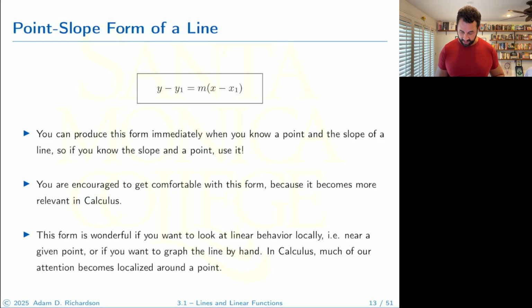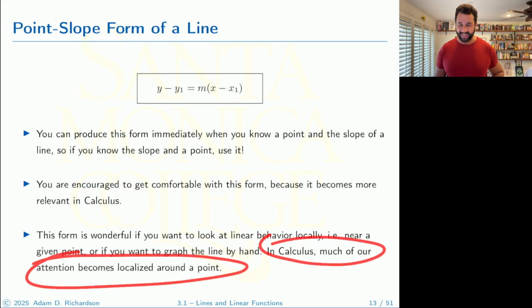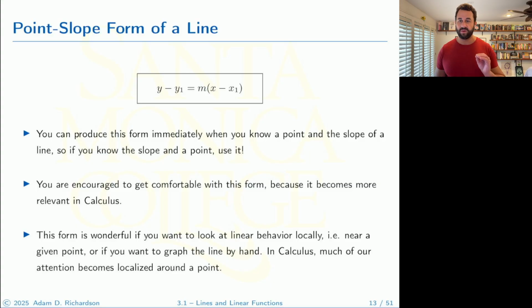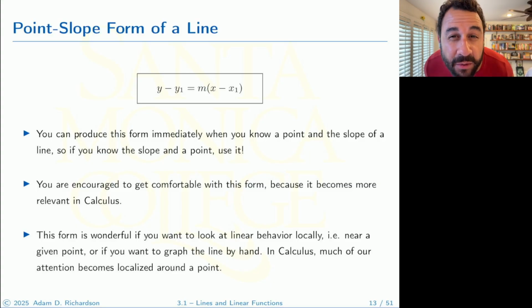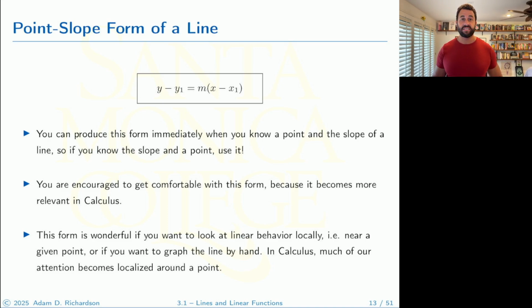And what happens a lot in calc is our attention becomes localized around a point. There's basically a point on a graph, and we're going to zoom into that point as close as we can, and we're going to see how the graph behaves right around that point, as close as we could zoom in. That's why this formula is great for that kind of exploration.